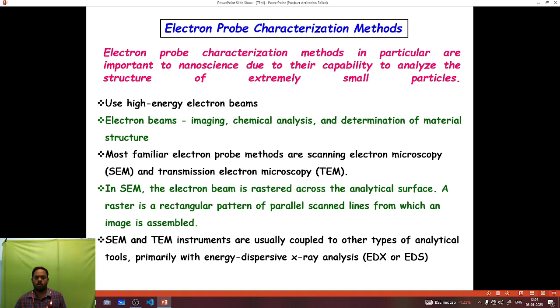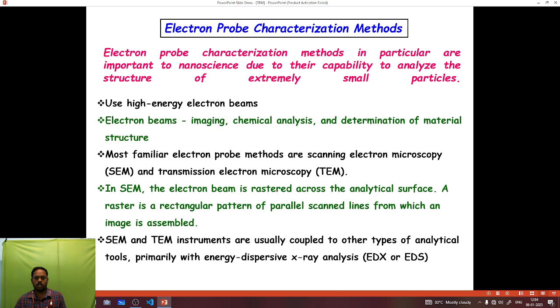Anyway, once again we will see the central aspects of the electron probe methods. Both microscopes use high energy electron beams, and the electron beams are used for imaging, chemical analysis and the determination of material structure. In this, the electron beam is rastered across the analytical surface. A raster is a rectangular pattern of parallel scanned lines from which an image can be assembled.